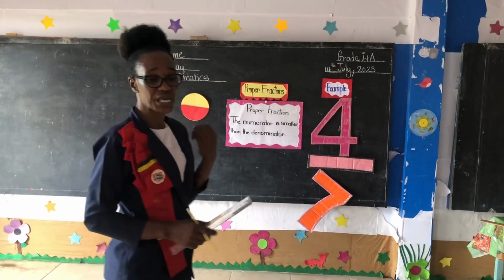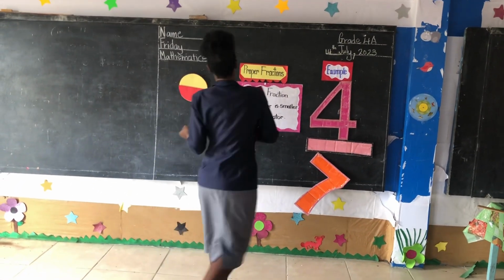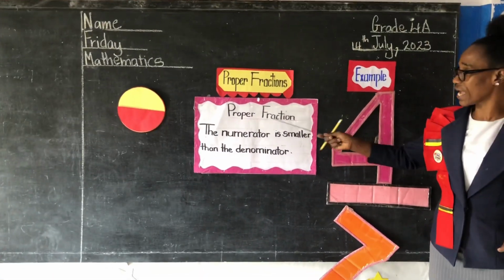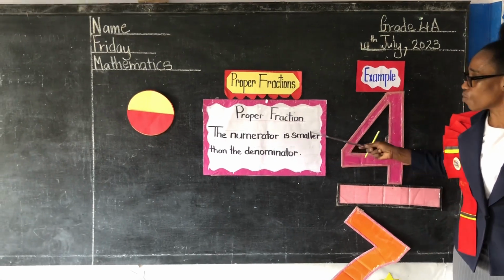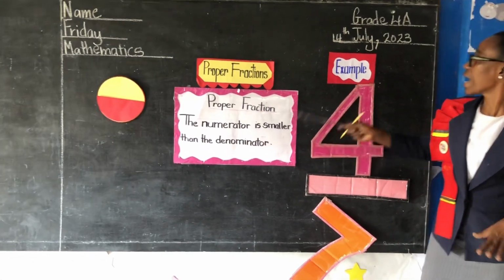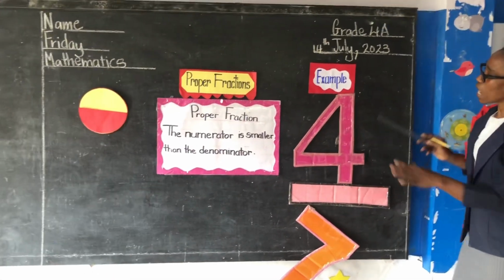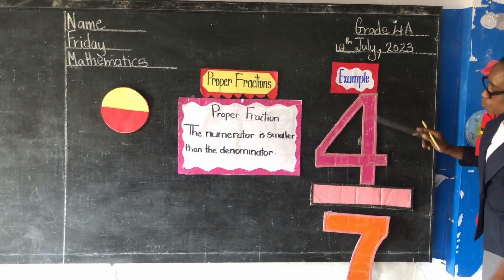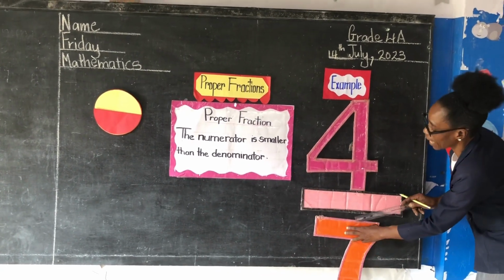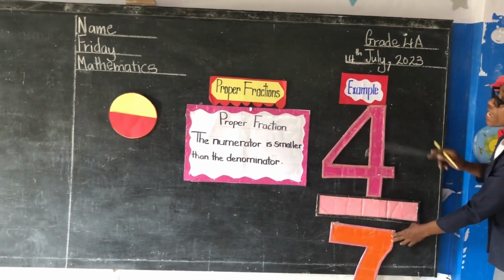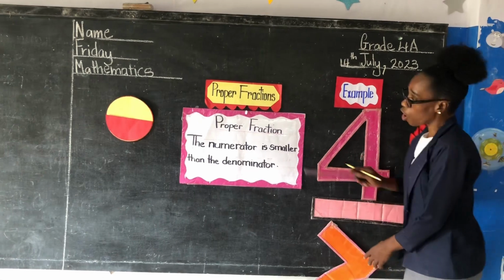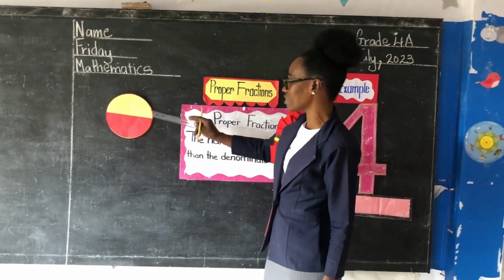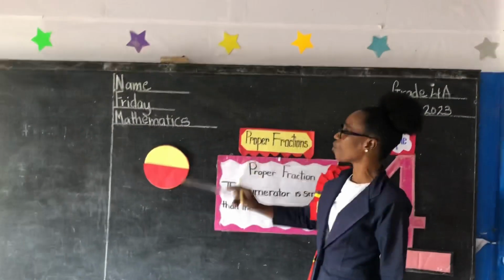Thank you. Now let's recap what we would have done today. Today we looked at proper fractions. In a proper fraction, the numerator is smaller than the denominator. Here we have an example. We have 4 over 7. Now 4 is smaller than 7. Okay, and this is a representation of a proper fraction. Also, we have here 1 out of 2 parts is shaded, and this also is a representation of a proper fraction.